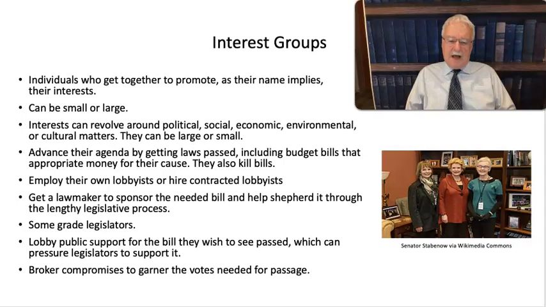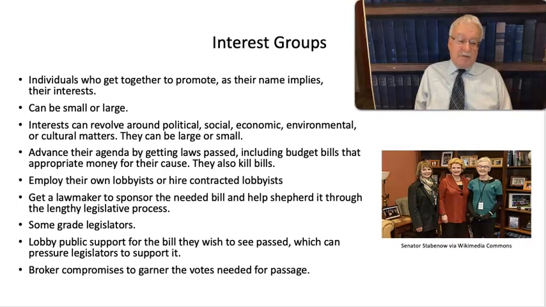They also will lobby public support for the bill that they wish to see passed. And when they lobby public support, they may be urging people to write their legislator or contact their legislator and say, vote for the bill. So in a situation like that, that helps bills even more. And they also may broker compromises to get votes needed for passage.